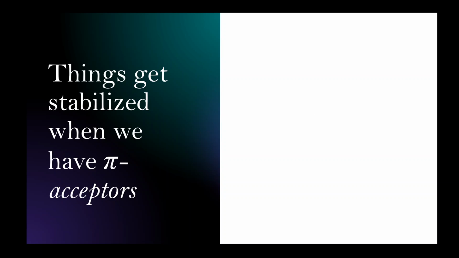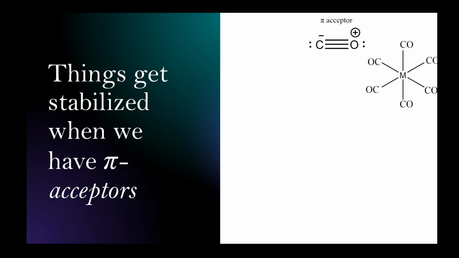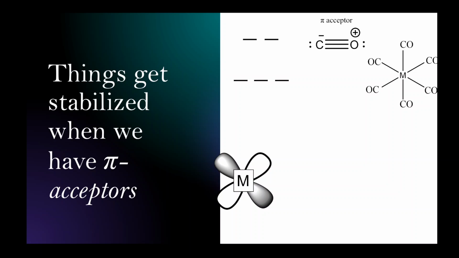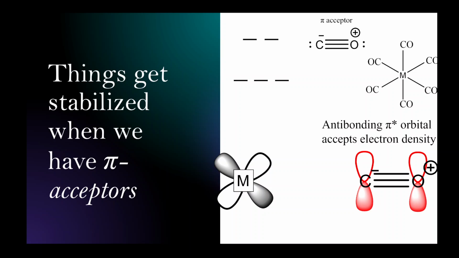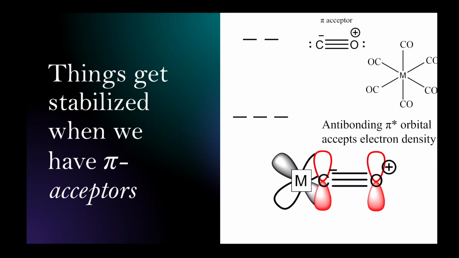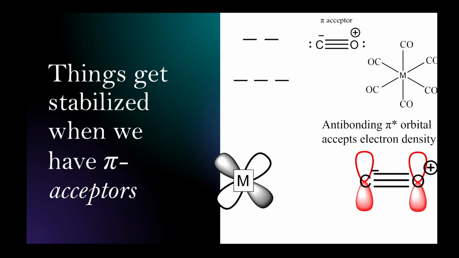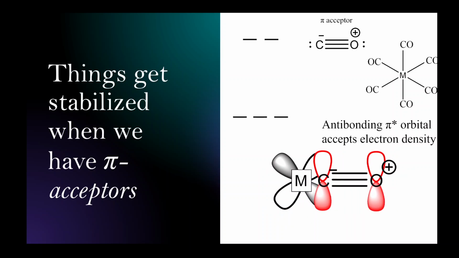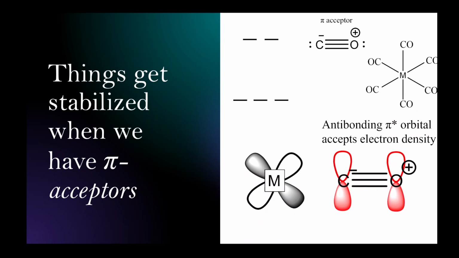Now things get stabilized when we have pi acceptors. Here's an example of a pi acceptor, this carbonyl, and here's the metal with 6 carbonyls around it. Here's again that metal and its XY orbital as we're looking at in this example. And this time, instead of having filled pi orbitals, we have these antibonding pi star orbitals. Now these can accept electron density. So instead of destabilizing it, when these come together, those can actually accept electron density from the metal, and that causes those T2G orbitals to get lower, as you can see here.